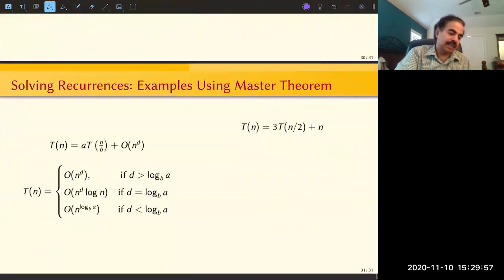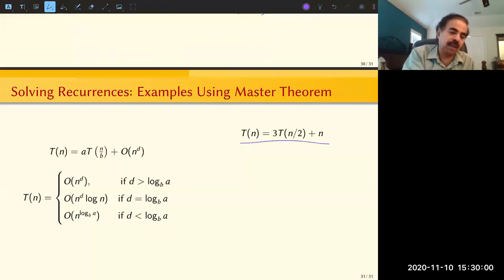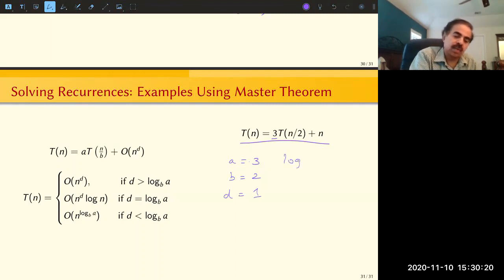Then let's look at the last example. T of n equals 3 times T of n by 2 plus n. So we can once again write A is 3, B is 2, and D equals 1. So what is log B to A? Obviously, we don't have to know the exact value, because we just need to be able to answer this question: is d greater than log B to A or not?